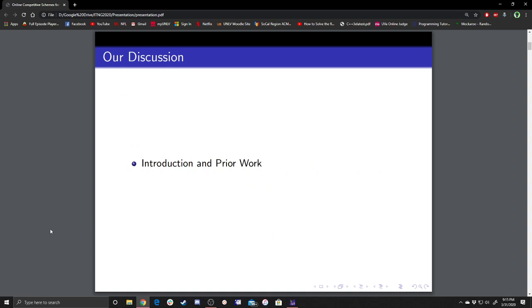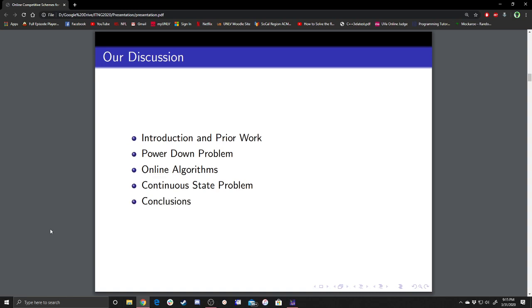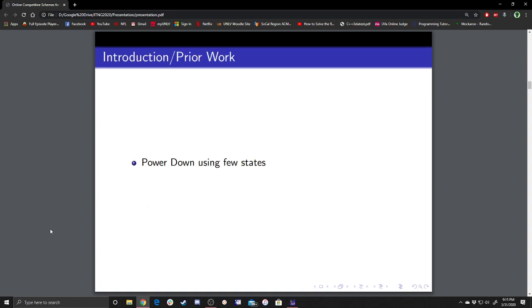In our discussion, we're first going to do an introduction and cover what we've been doing prior to this paper. We're going to go over the power down problem, online algorithms, and the continuous state problem, which is what we're going to be focusing on, and then we'll have conclusions at the end.